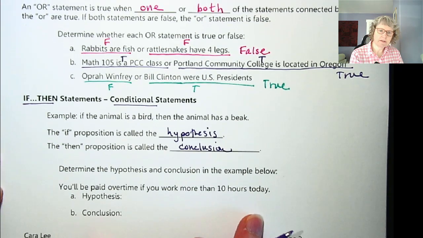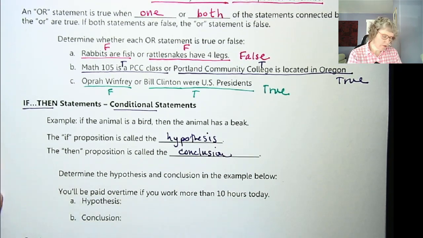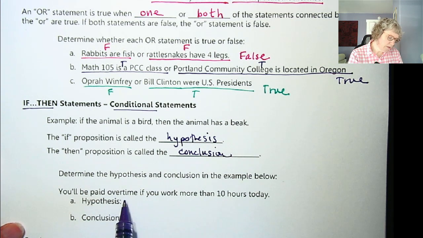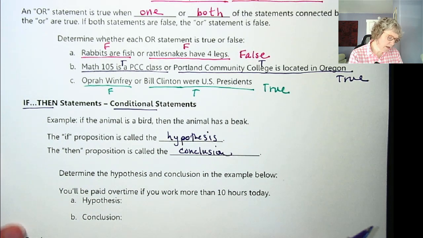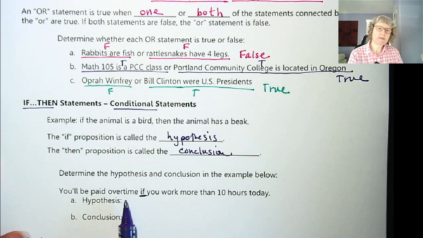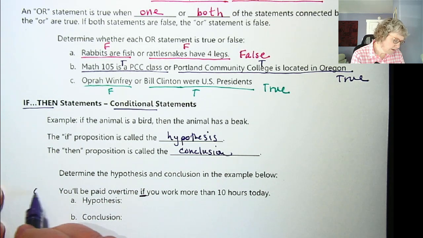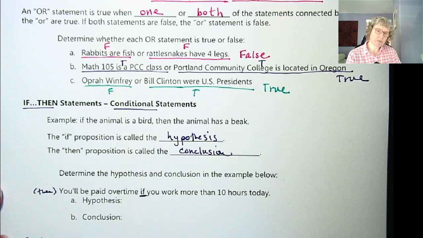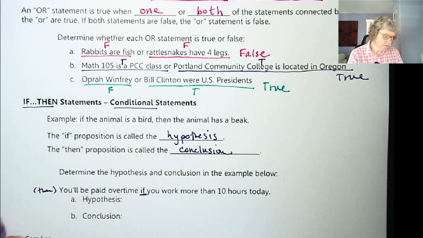In this one, let's determine the hypothesis and conclusion. You'll be paid overtime if you work more than 10 hours today. Okay, so I'm going to find the if, right? And then I would also look for the then, but there's no then in here. So what's going on? If you work more than 10 hours a day, then you'll be paid overtime, right? So this can be written in either order. The if part could be second and the then part would be first. So it's kind of like then would go right here if we switched it, but they didn't have to write it because they reversed the order.